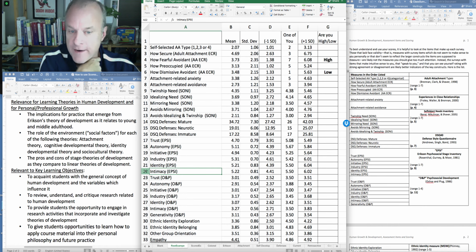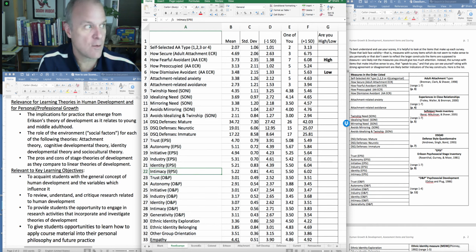Intimacy, that's the one that varied for the two groups. So intimacy for this person was not outside one standard deviation, so it falls in the normal range for this person. And intimacy here is relatively low. But remember, whether those scales are valid and good indicators of your intimacy is going to depend on whether the items here fit you compared to the items here.